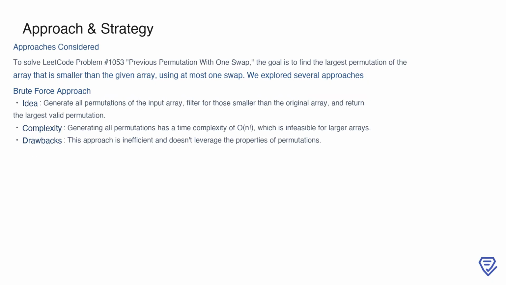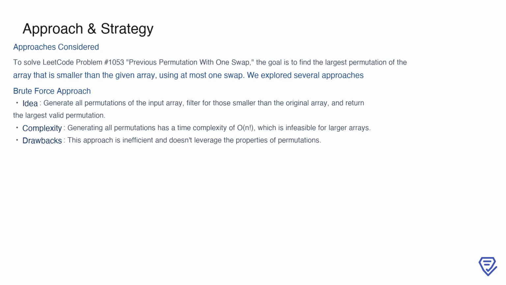To solve the problem previous permutation with one swap, we need to find the largest permutation of the array that is smaller than the given array, using at most one swap. One of the initial approaches we considered was a brute force method. The idea here is to generate all possible permutations of the input array, filter out the ones that are smaller than the original, and then select the largest valid permutation from the filtered results.